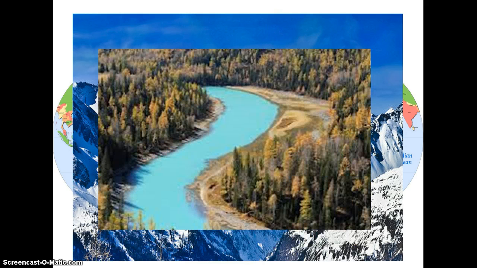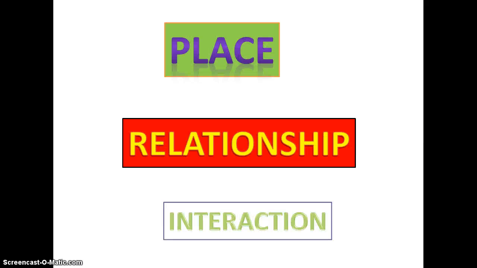However, what I would like you to start doing as we get ready to learn how to teach geography is to think about 3 concepts that are at the heart of geography. And those 3 are place, relationship, and interaction. So for the next couple of minutes, I'm going to talk about each one of these a little bit, and then I'm going to ask you in your small groups to brainstorm a list of current events that you think are aligned with or reflect one of these concepts.